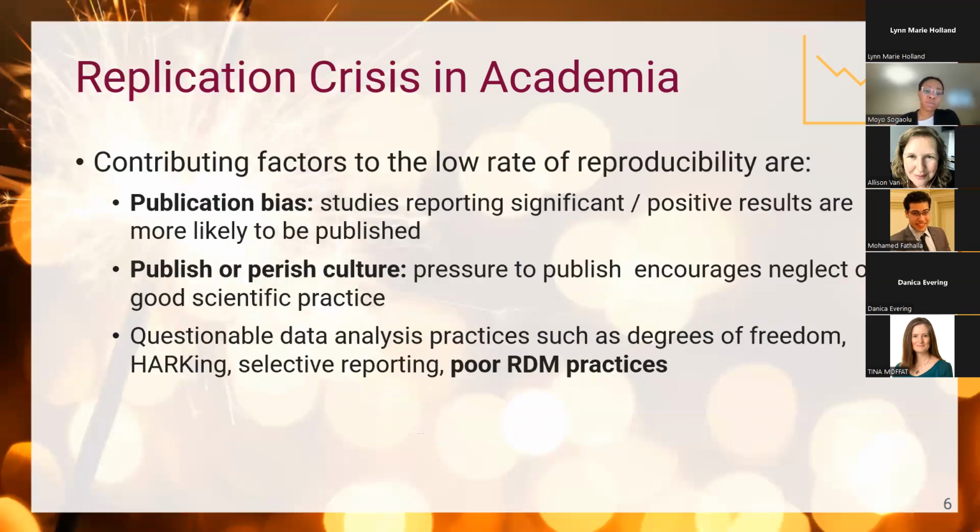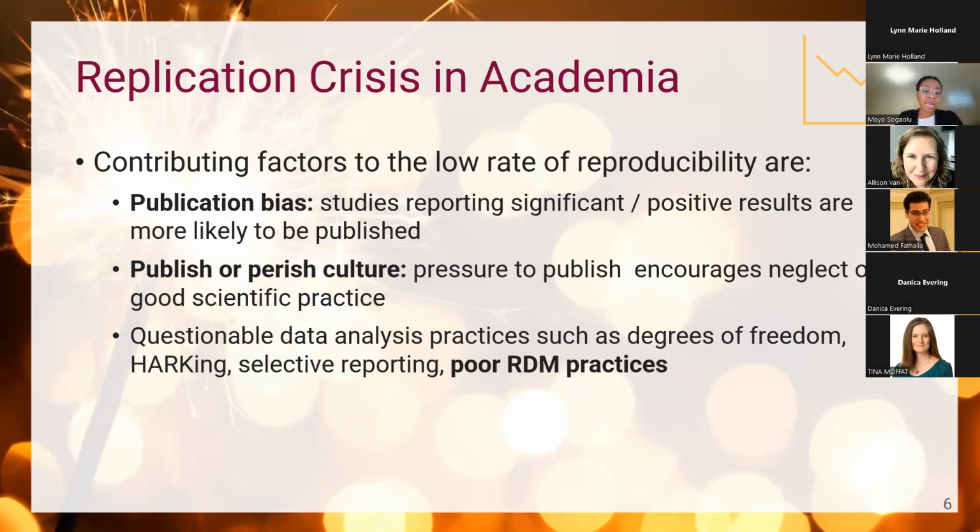So what are some of the contributing factors to the low rate of reproducibility? The first is publication bias, which is a situation where studies reporting significant or positive results are more likely to be published. And so researchers might emphasize results that do not represent the overall research evidence. Another contributing factor is the publish or perish culture, which is the pressure to publish, and this encourages neglect of good scientific practices. So for example, because replicated papers have a lower probability of being published, it doesn't encourage people to conduct these replication exercises.